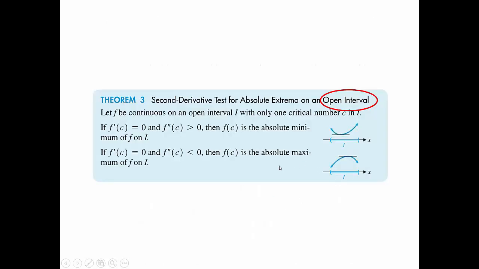So the second derivative test for absolute extrema on an open interval is where we're going to look at the second derivative to be able to tell if it's a minimum, if it's positive, or if it's a maximum, if it's negative.